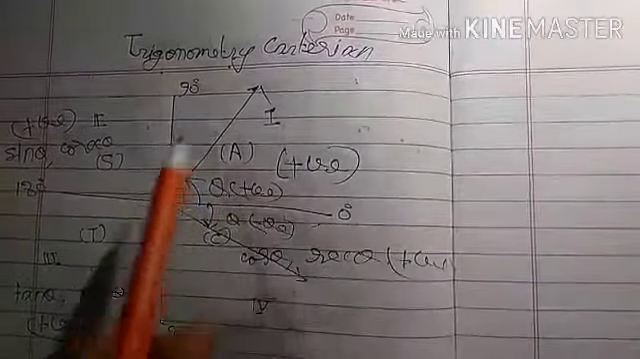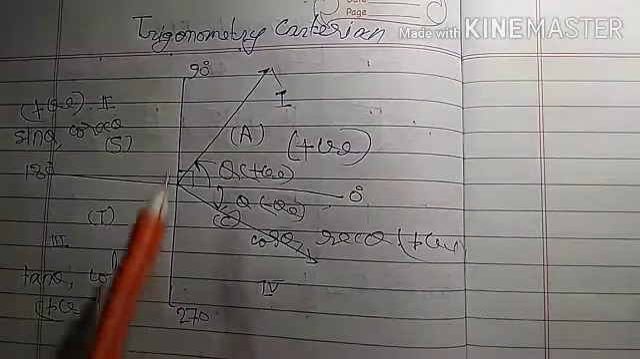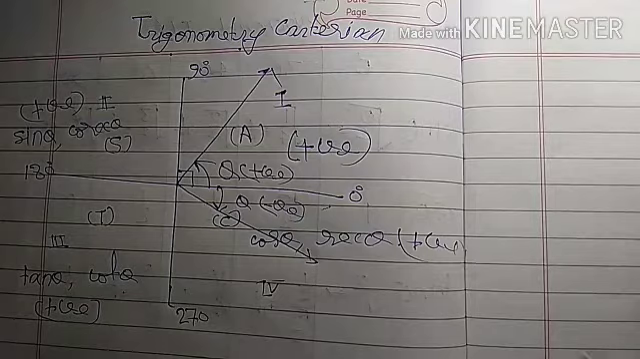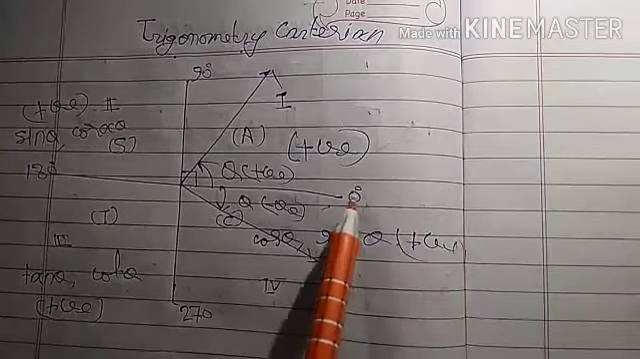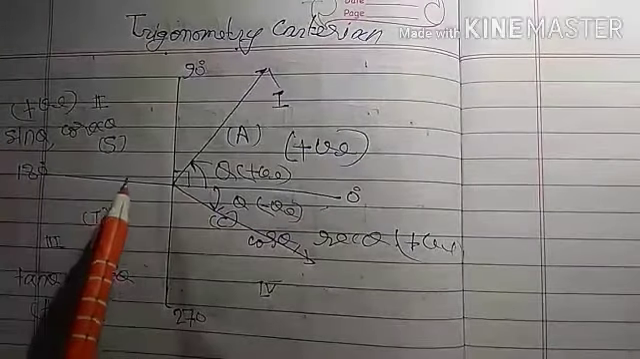So the change is only on the vertical line. Change is only on the vertical line, that is 90 degree and 270 degree, and on the horizontal line, that is 0 degree and 180 degree, there is no change.